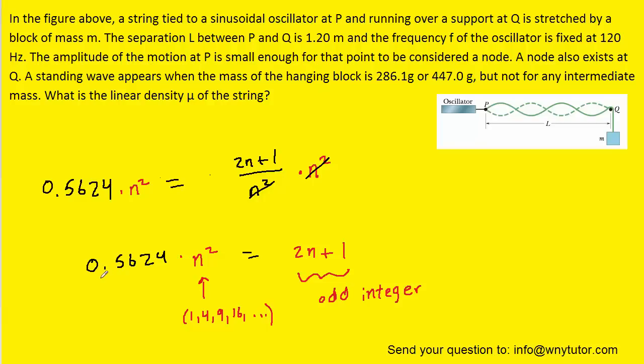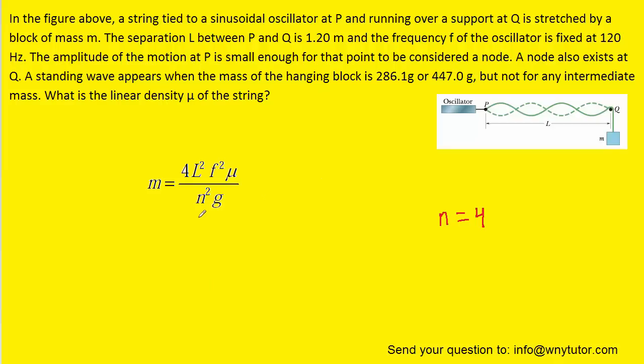So basically what you need to do is multiply 0.5624 by one of these perfect squares until you get an odd result. And it turns out that when you multiply this quantity by 16, you indeed get roughly an odd integer. You get something like 8.994, which is pretty darn close to 9, an odd integer. So that means our perfect square is 16, which means our n is 4. So we just want to make the conclusion that n is equal to 4.